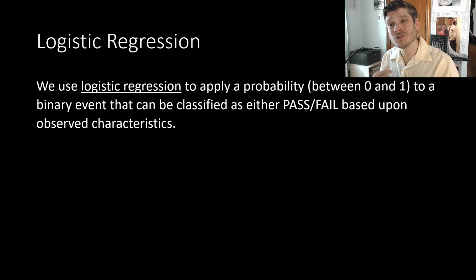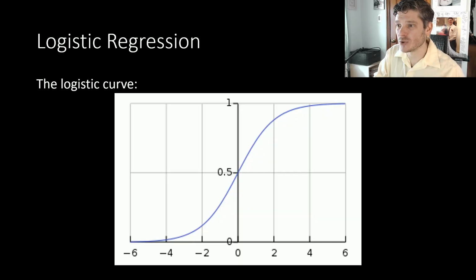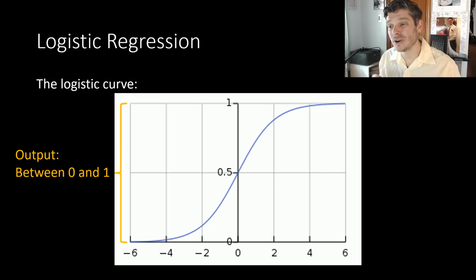The way we typically do this is with a logistic regression model. A logistic regression model can apply a probability between 0 and 1 to any binary event. And again, we classify it as pass, fail, include, exclude, true, false. It's a very binary operation, 1s and 0s. And our logistic regression model allows us to apply that probability. So the logistic curve looks like this. The important thing to note here with the logistic curve is that the output is always between 0 and 1. So a logistic regression can only output numbers between 0 and 1.